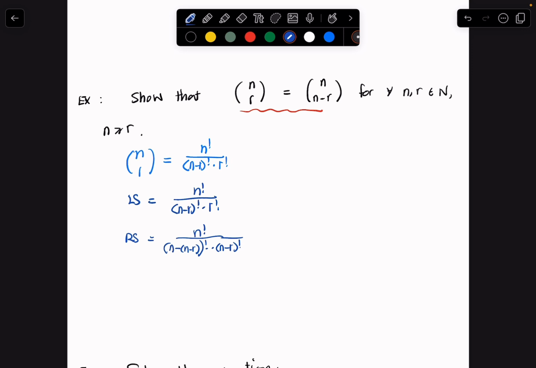Clearly, the right-hand side can be further simplified. If we take out the bracket of this part, I will get n minus n plus r. The two n's are cancelled out, which simply gives me r. So my right side will be n factorial over r factorial times n minus r's factorial. And we surprisingly find that this is exactly the same as the left side, which means the question is solved.